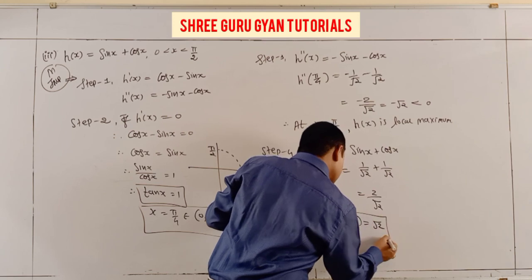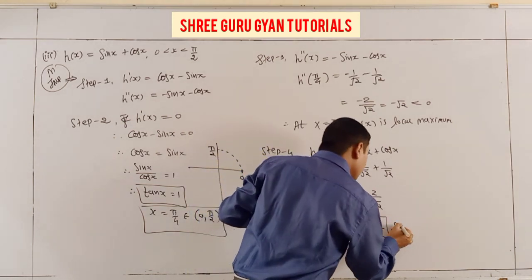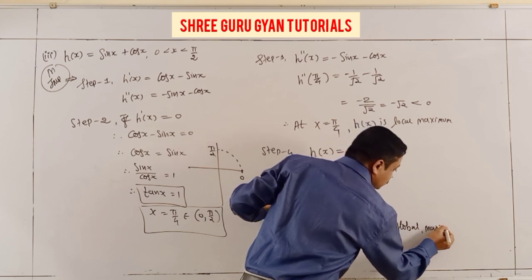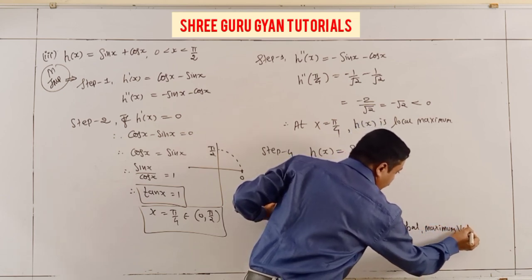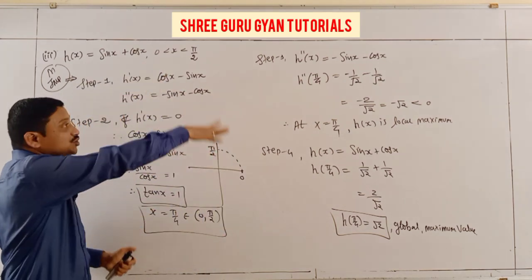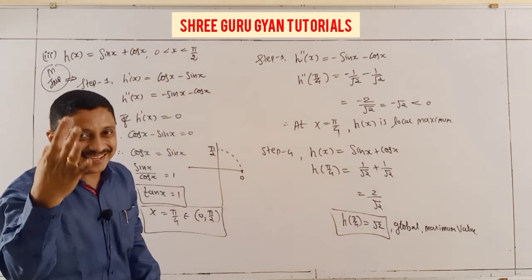My answer is what? It is the global maximum value, because already I checked here that it is a local maximum. Your question number 3 is also happily done.